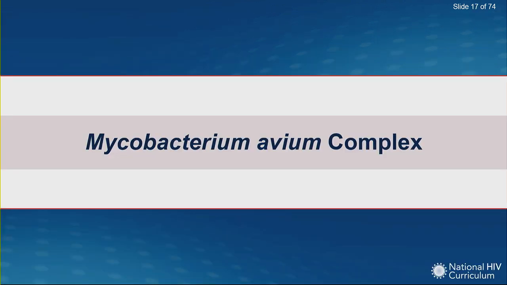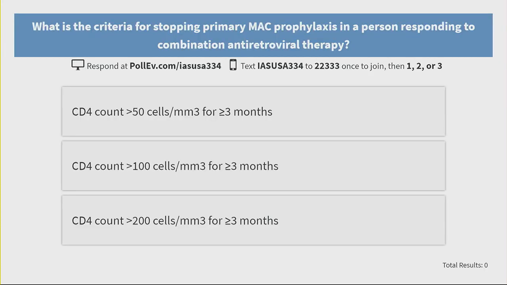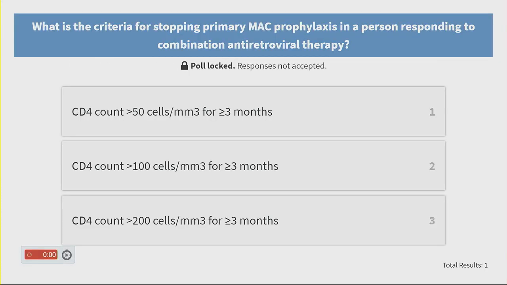Okay, first case. According to the guidelines, what is the criteria for stopping primary MAC prophylaxis in a person responding to combination antiretroviral therapy? Would it be, number one, a CD4 count greater than 50 for at least 3 months? Would it be a CD4 count greater than 100 for at least 3 months? Or would it be a CD4 count greater than 200 for at least 3 months?